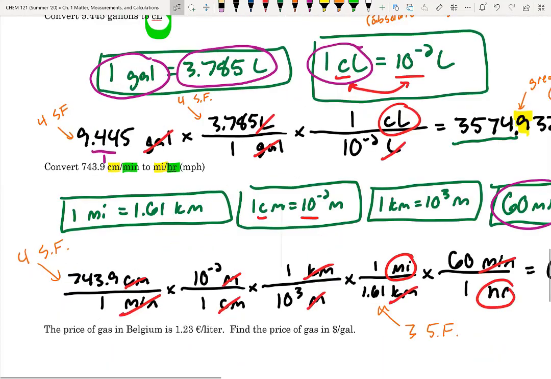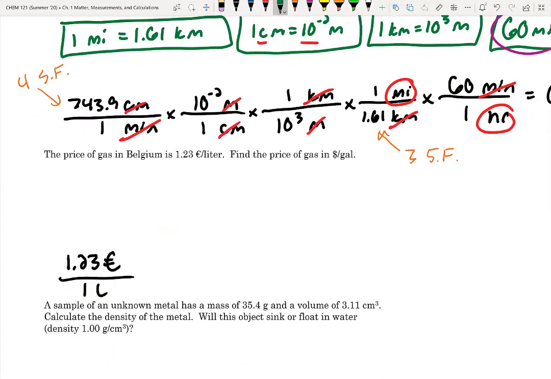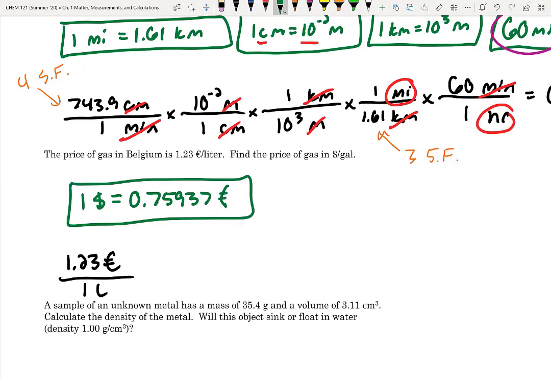So we'll go ahead and write that in. So $1 equals 0.75937 euro. Whoops. I'm not very good at drawing the euro symbol. You'll have to forgive me. All right, so we've got that. And then it looks like we also need to convert liters to gallons, right? And if we go and look at the chart, it says that 3.785 liters is equal to 1 gallon.